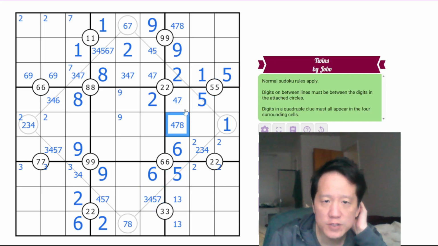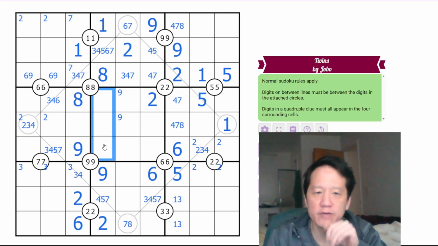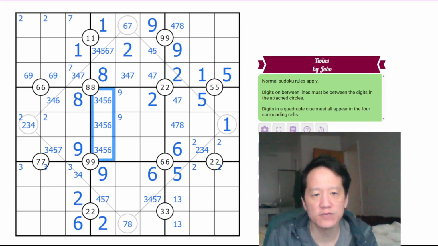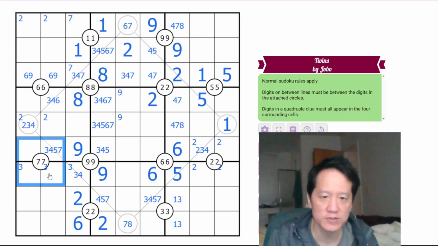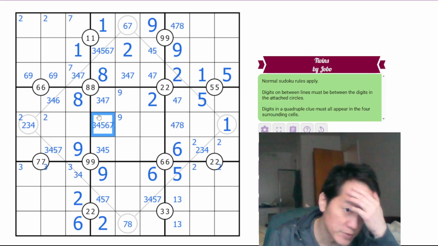Okay. 4, 7, and 8. That's fine. The remaining digits in column 4 are 3, 4, 5, 6, 7. This can't be 5. This can't be 6. This can't be 7 because of the 7 twins here. This can't be 6 because of the 6 twins here. This is fine.